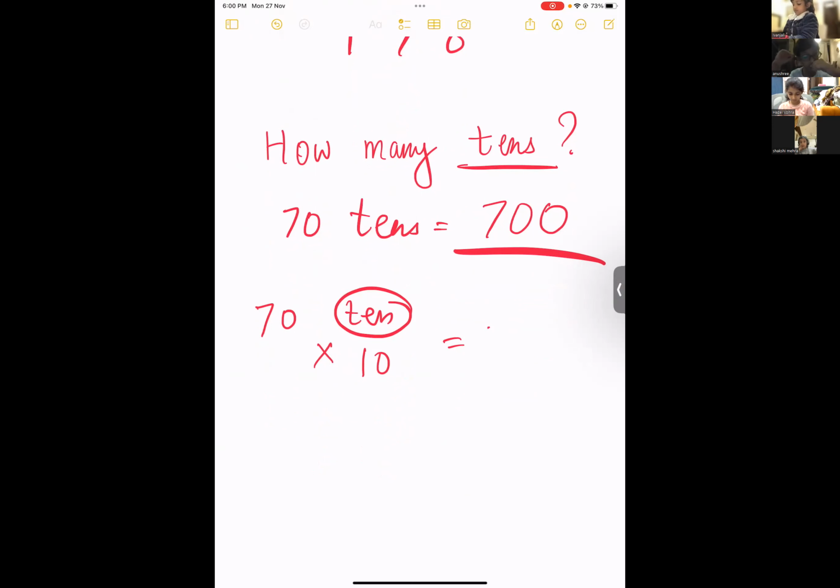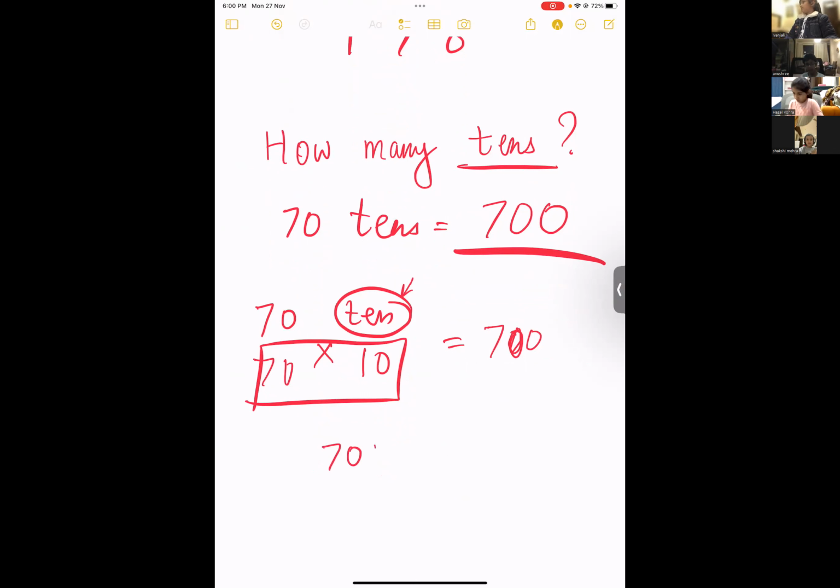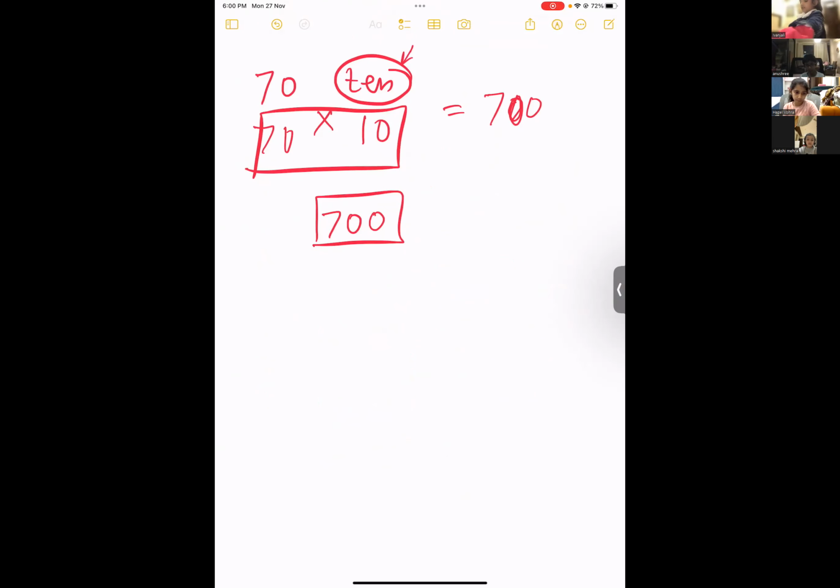Because 70 tens means 70 times tens. 70 times 10 is 700. And the easiest way to remember that is, 10 has a 0. 10 has one 0. So if there is a number like 70, we will add one more 0 to it and the answer becomes 700. Shall I give you more questions on this?